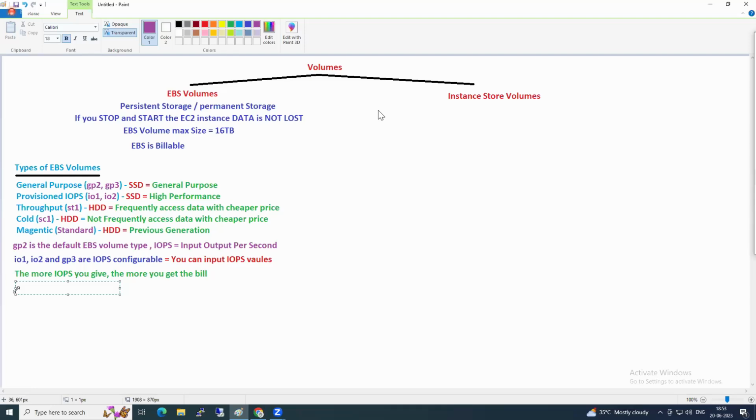IO1, Bhavana. GP2 has default IOPS. What's the ratio? 1:3. That means 1 GB is to 3 IOPS. Is it IOPS configurable? It is not IOPS configurable. GP2 is not IOPS configurable. Yes or no? No. Very good.